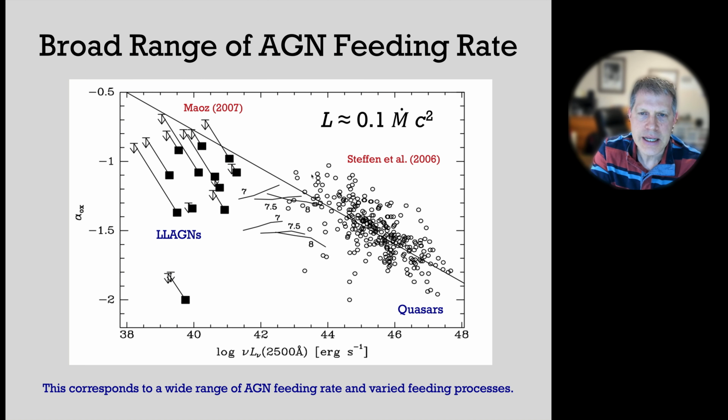the lower luminosity AGNs, the Seyfert galaxy systems down here, which can be, again, 10,000 times less luminous. There's likely a wide variety of feeding processes associated with feeding, ballpark, 10 solar masses per year up here, relative to 1/1,000th of a solar mass per year down here. That's a very wide range. Likely a range of different processes are involved.